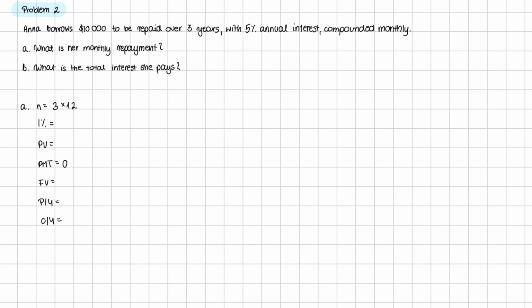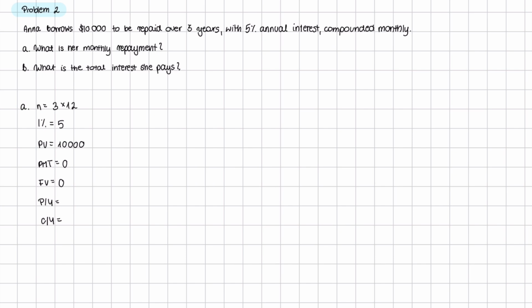Because we repaid every month for 3 years. Then we have interest. It's just 5%, so we leave it as 5. Present value is 10,000 because she has a loan for 10,000. So it's an injection to her wallet. So it's 10,000, and future value is just 0 because we need to repay it.